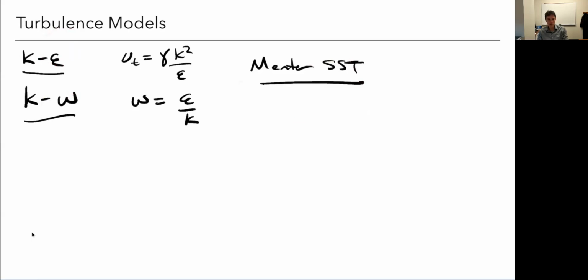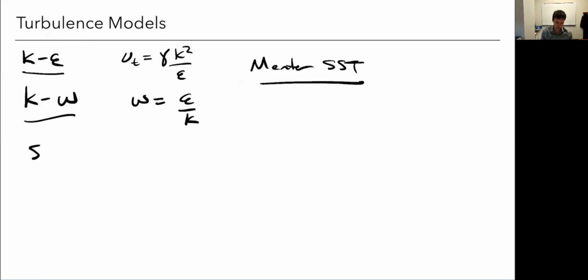I don't believe this is an option, but the Menter SST is a popular model that basically is a combination of these two. We'll use the K omega in the near field, or near a boundary layer, sorry, and then K epsilon further away, which is kind of where they're best at. So it's kind of the best of both worlds, if you will. Okay, so those are very commonly used ones.